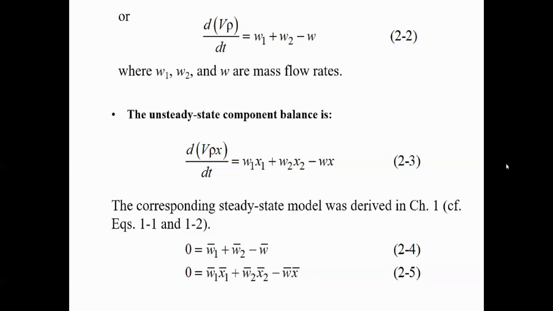And when we also consider the concentrations, it becomes 0 equals w1 bar times x1 bar plus w2 bar times x2 bar minus w bar times x bar, which is equation 2.5.